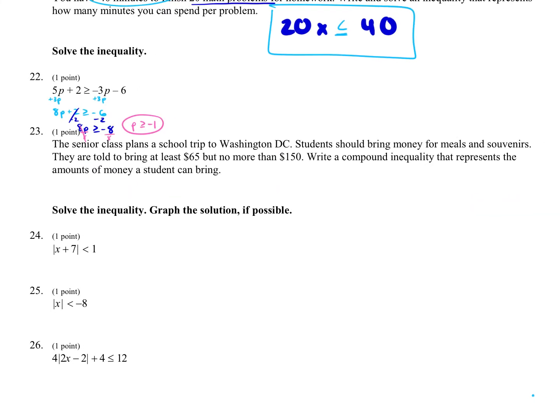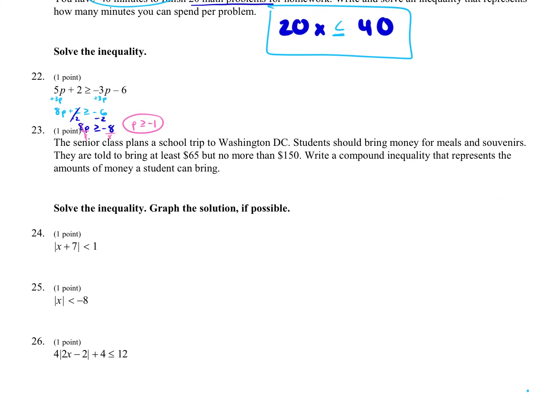Number 23 says the senior class plans a school trip to Washington, D.C. Students should bring money for meals and souvenirs. So we have two things, meals and souvenirs. They're told to bring at least $65, but no more than $150. Write a compound inequality that represents the amount of money a student can bring.